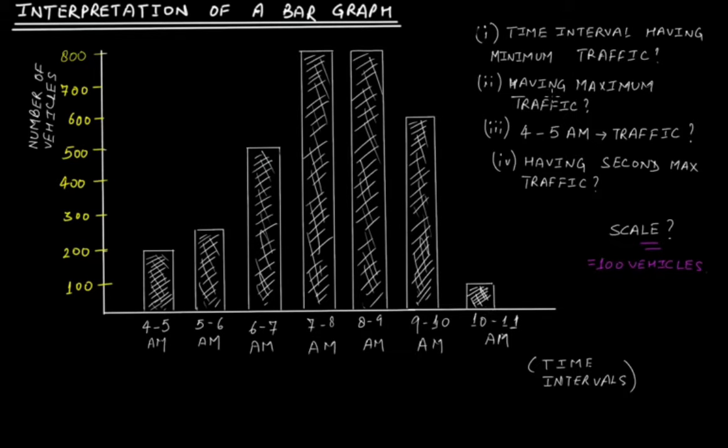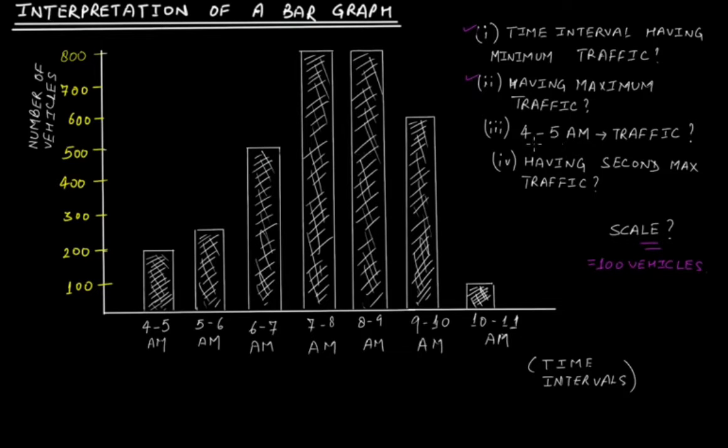Then you're being asked about the maximum traffic. For the maximum traffic, you have to look at the bar which has the maximum height. In this case, you can clearly see that these two bars have the same height and they come against the number 800. So 800 is the maximum traffic, and that is in two time intervals. One is 7 to 8 am and the other is 8 to 9 am. So we are done with this.